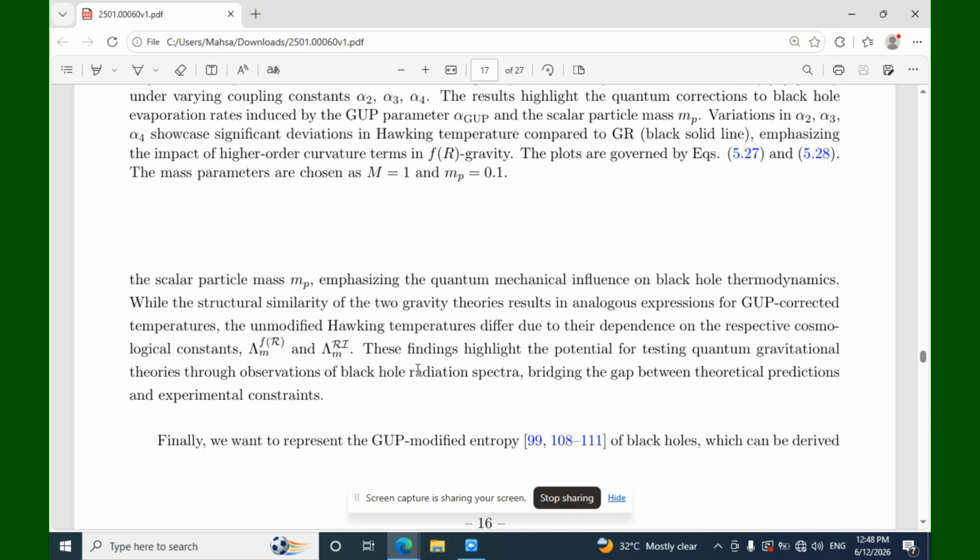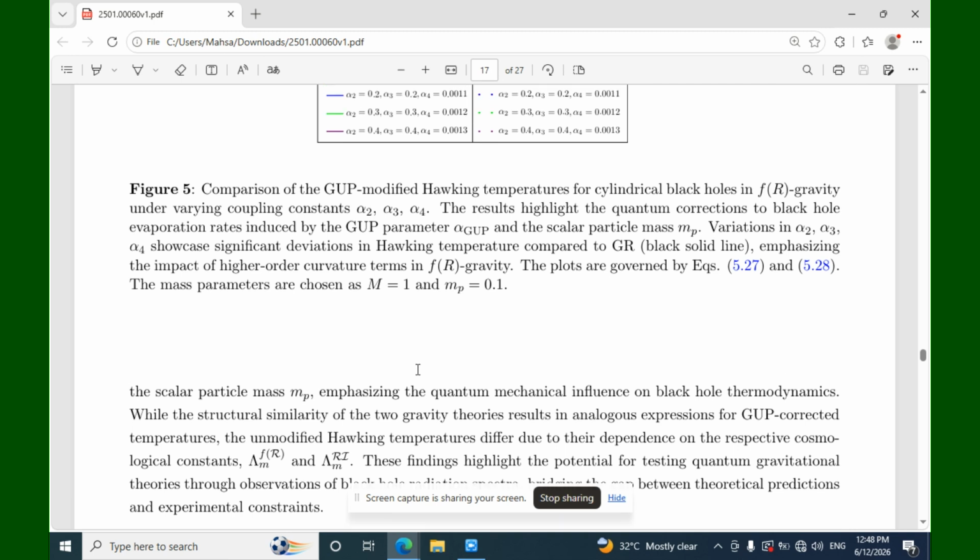These findings highlight the potential for testing quantum gravitational theories through observations of black hole radiation spectra, bridging the gap between theoretical predictions and experimental constraints.